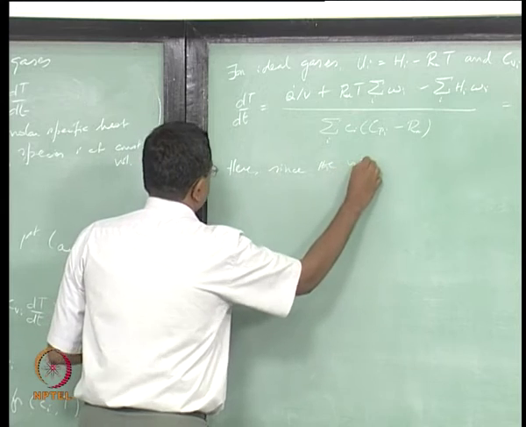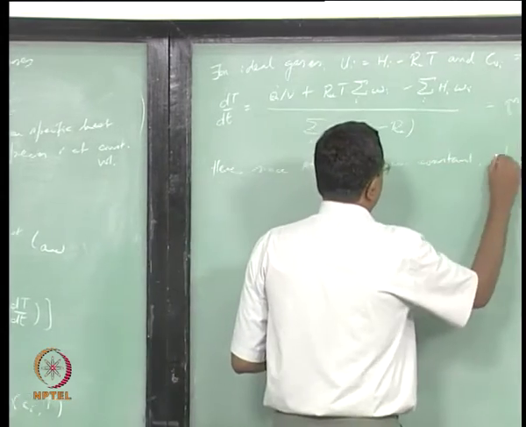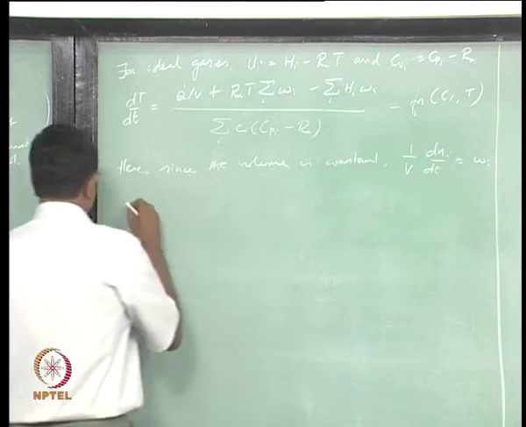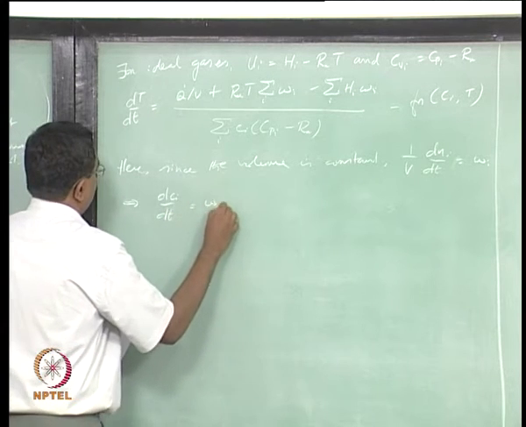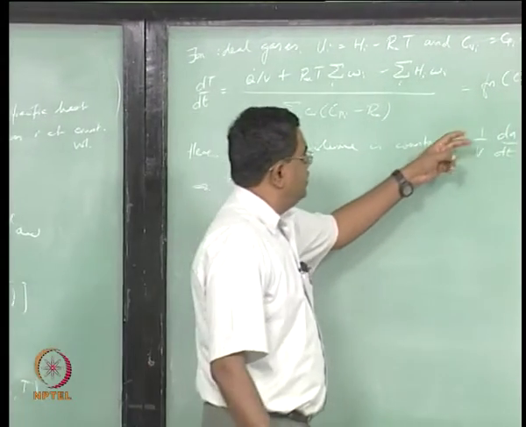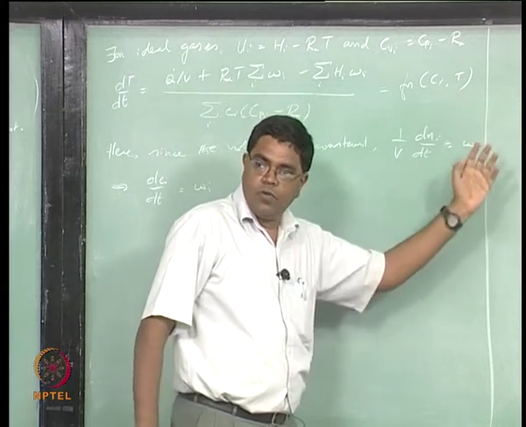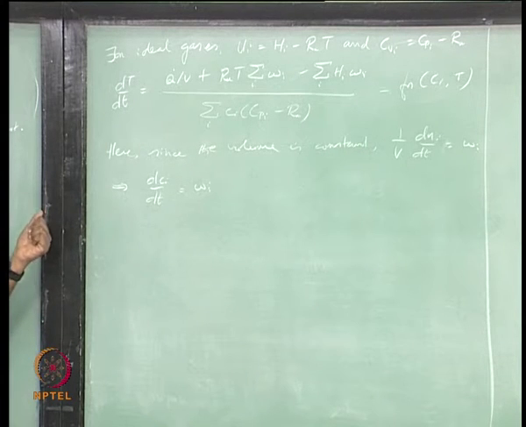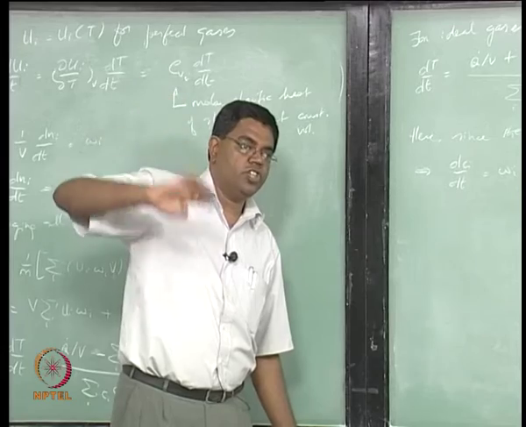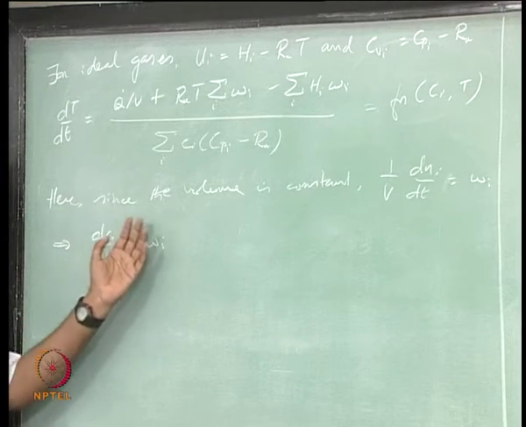Keep that in mind. Now, here, since the volume is constant, one over V dN_i over dt is equal to omega_i, which can be directly written as dC_i over dt equals omega_i. Previously we could not do this. Previously we had to notice that N_i divided by V is equal to C_i and V will change with time. So we had two terms contributing to the rate of change of concentration. One because of the chemical reactions, the other because the pressure was constant, the volume was changing, and since the volume was changing, the concentration was changing. But since the volume here is constant, we do not have to worry about that effect. So the concentration changes only due to the chemical reactions here.